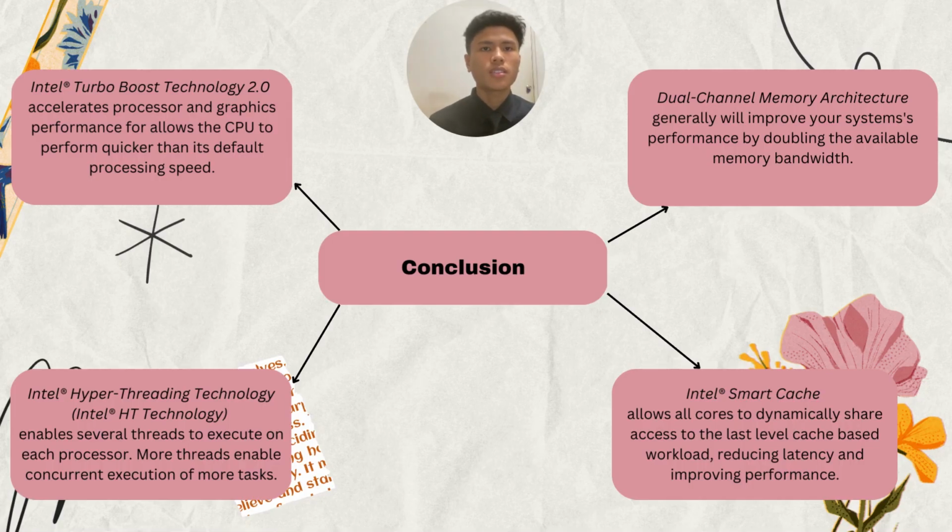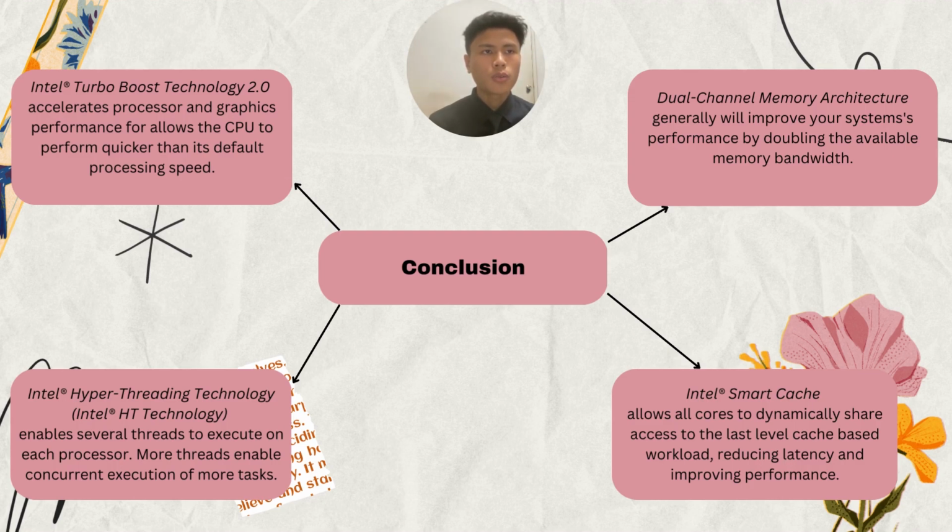So the conclusion is, number 1, Intel Turbo Boost technology accelerates processor and graphics performance, allowing the CPU to perform quicker than its default processing speed. Number 2, Intel Hyper-Threading technology enables several threads to execute on its processor. More threads enable concurrent execution of more tasks.